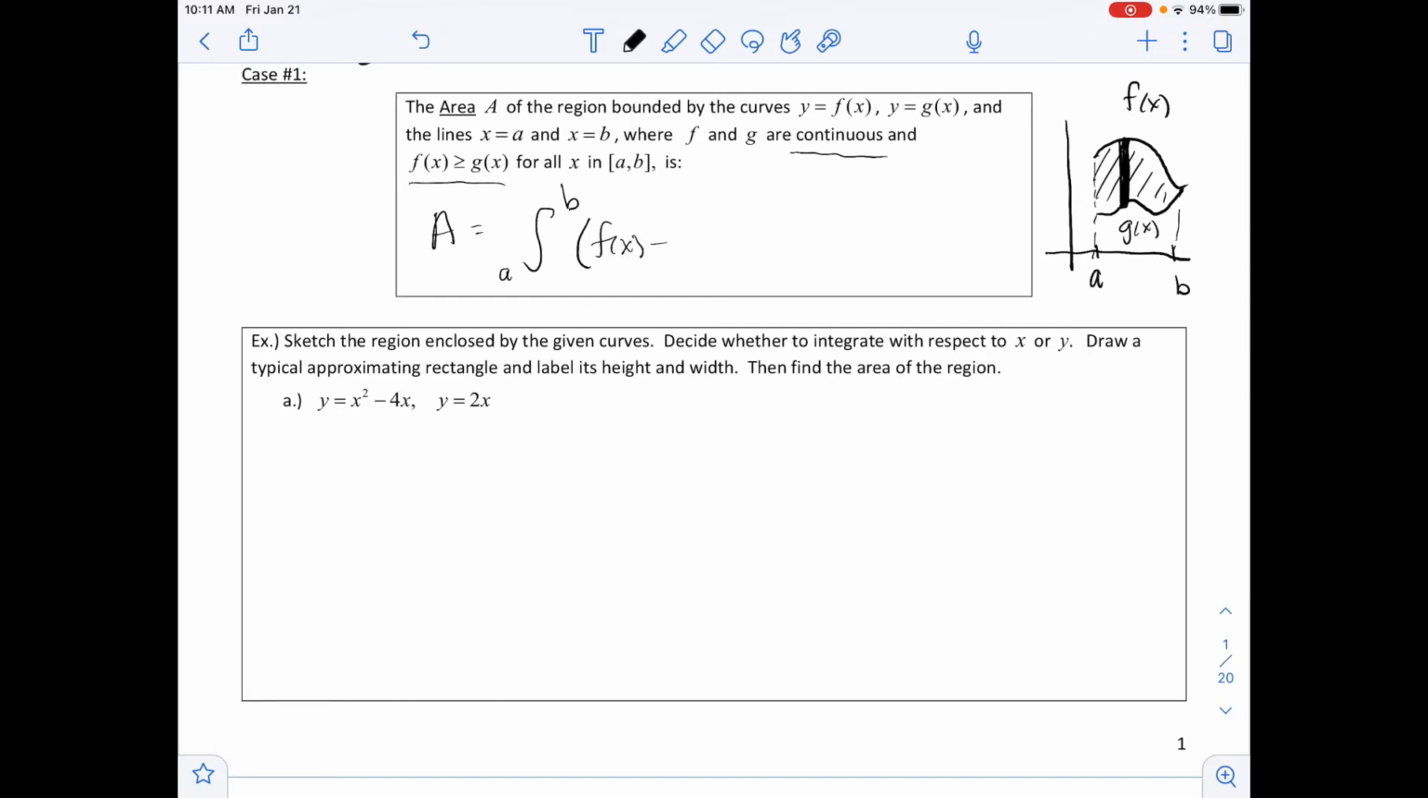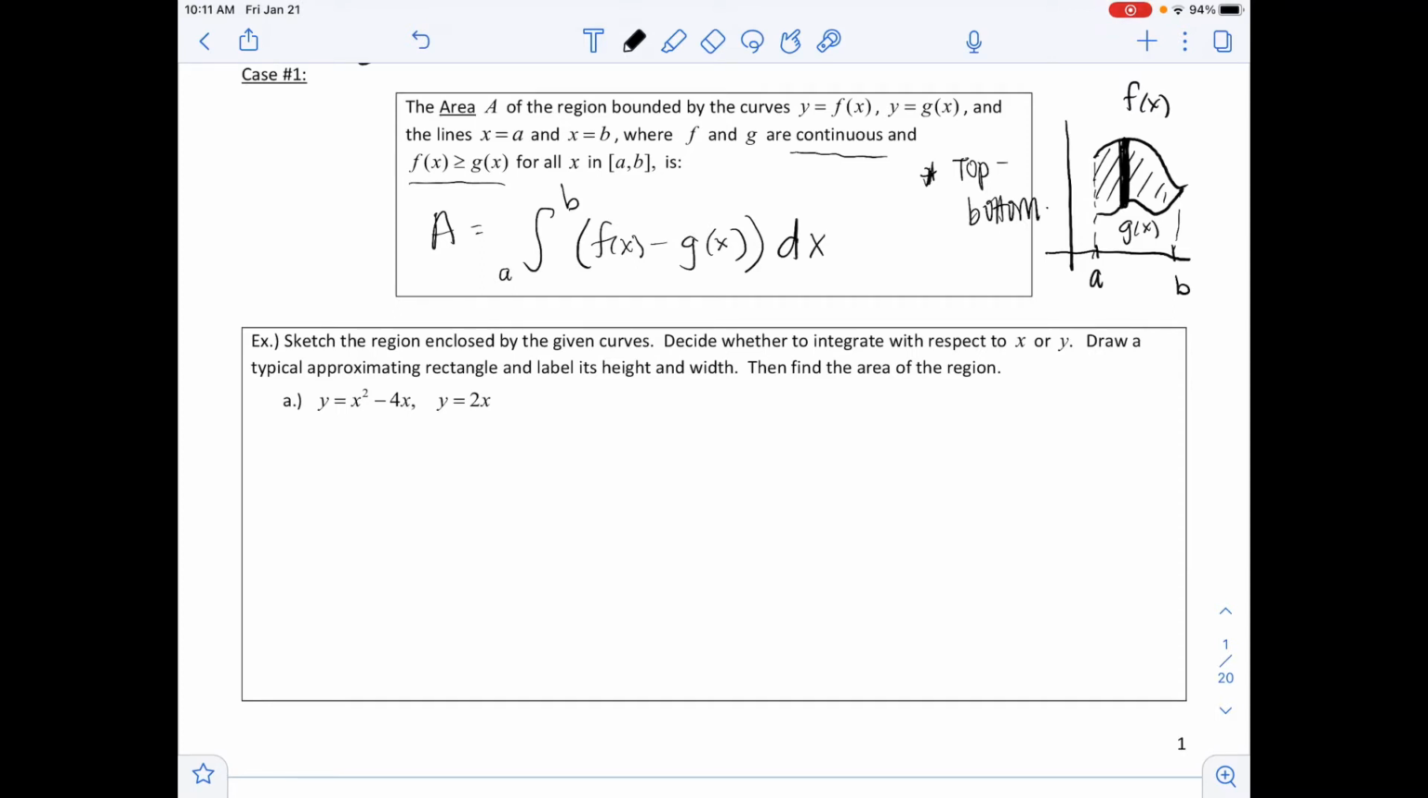And then that width was delta x, which for us we're going to call dx. And this is how we would calculate that total area between f and g, between a and b. So a little note here, you always do your top function minus your bottom function whenever you have this kind of setup. And again, this is our first case that we have.